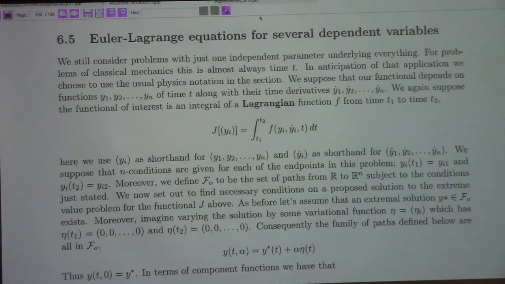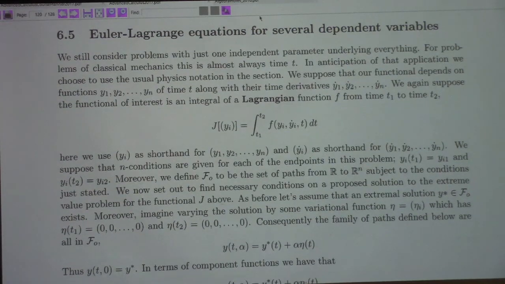And then with the Euler Lagrange, you get a set of Euler Lagrange equations. You get an Euler Lagrange equation for each y sub i. So if you've got like 3 dependent variables, you get 3 Euler Lagrange equations, 1 for each. Maybe your y1, y2, y3 is like x, y, z being position. So you get an Euler Lagrange equation for x, for y, and for z.